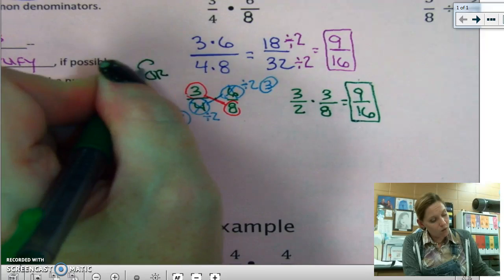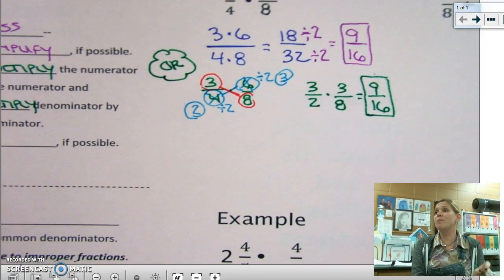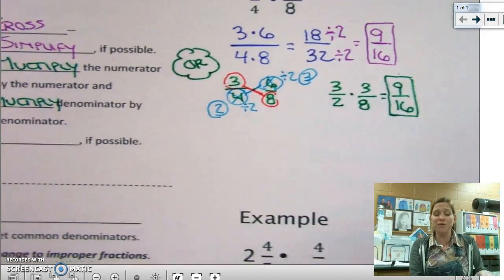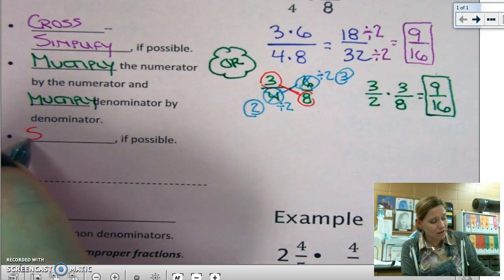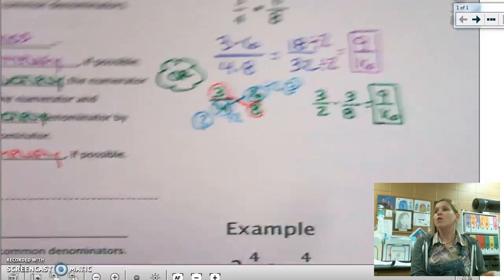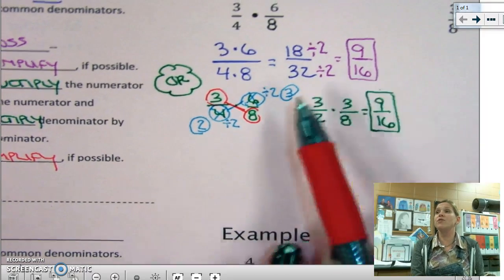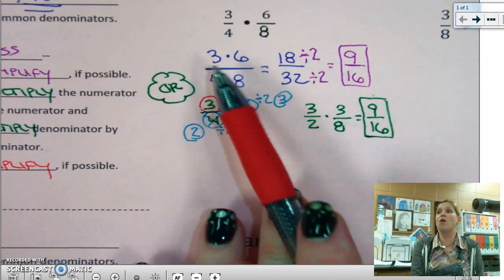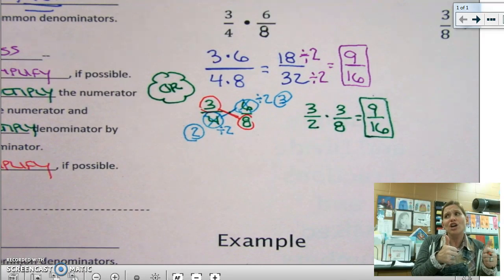So I'm going to put a little "or" here, and you can decide which method you like better. Sometimes even by cross simplifying, I hate to say this, but sometimes you still have to simplify. It doesn't necessarily always work where you don't have to simplify at the end. But you can decide what you like to do. If you like the traditional way of just straight out multiplying the numerators, multiplying the denominators, and simplifying at the end, go for it.